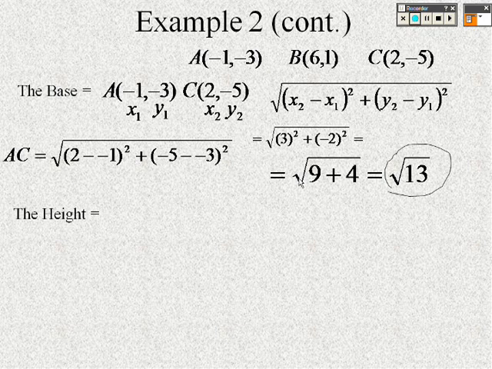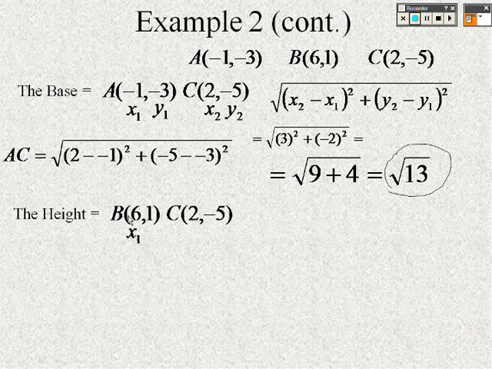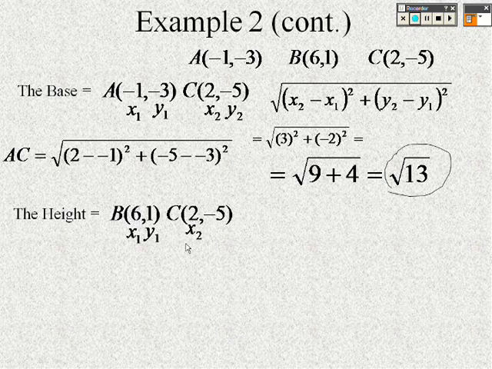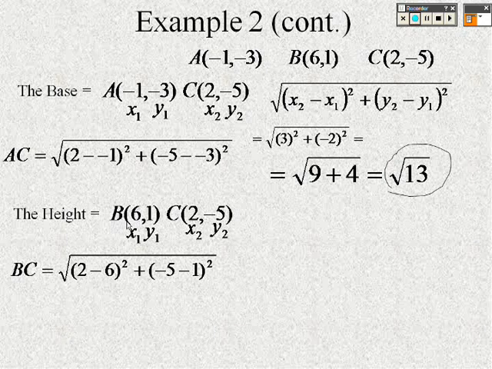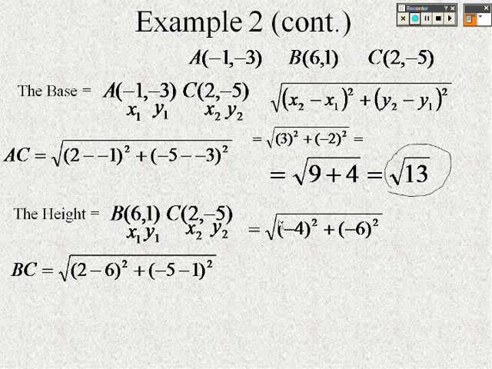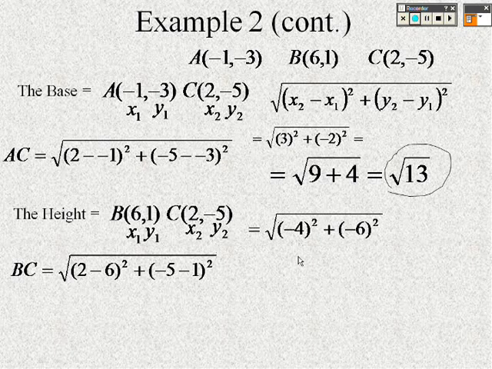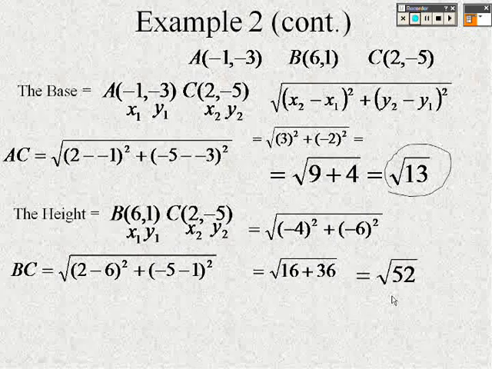So next up is the height. The height is BC. So x1, y1, x2, y2. Distance formula again, so I plug it in. So that's 2 minus 6. -5 minus 1, which gives me a -4 squared and a -6 squared. So I get 16 and 36, which is the square root of 52.